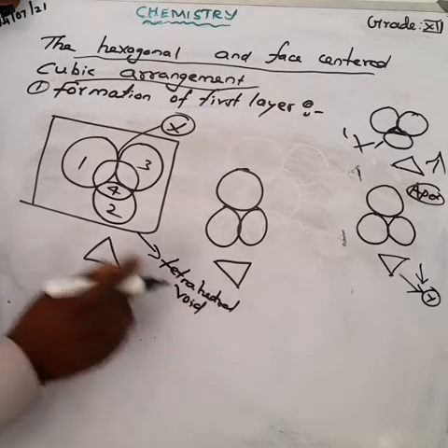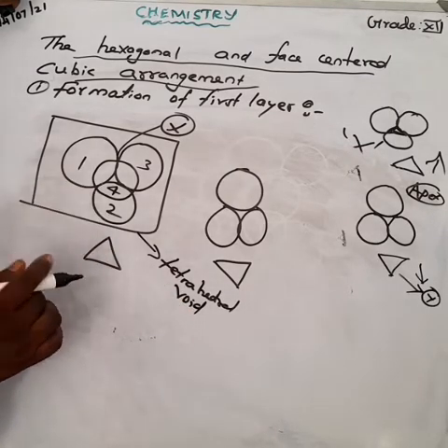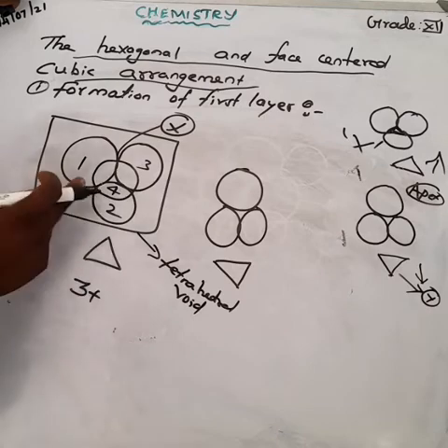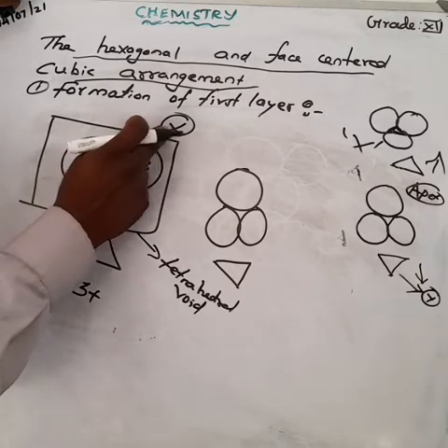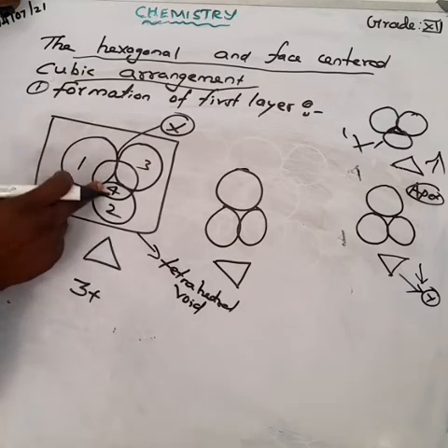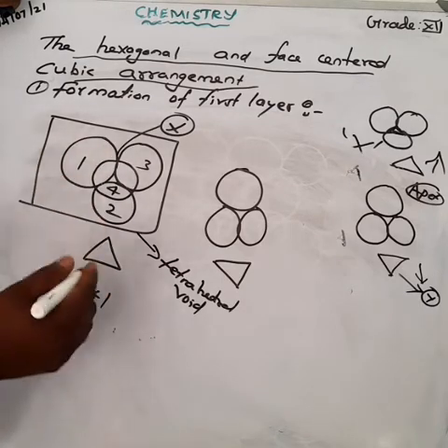Below, they are having 3 spheres. That gap is considered as an X. Above, I am placing the second row, and we get one void. That void is called a tetrahedral void.